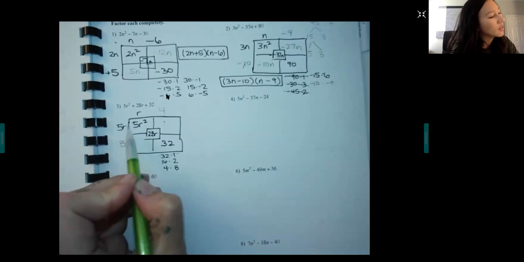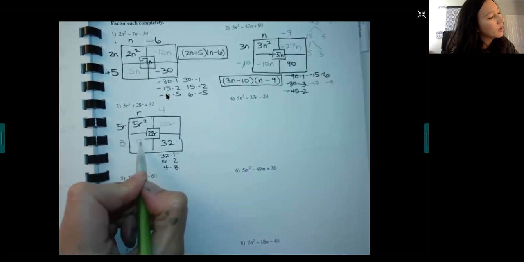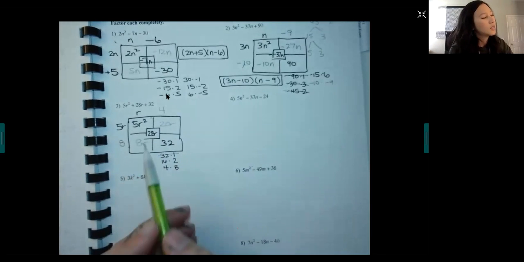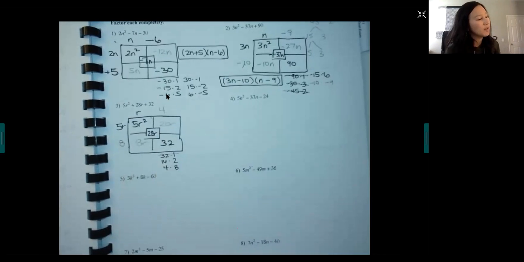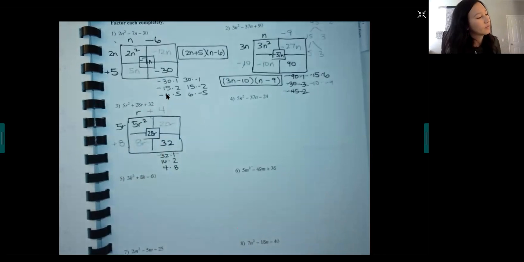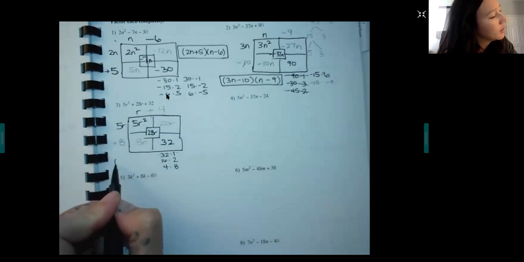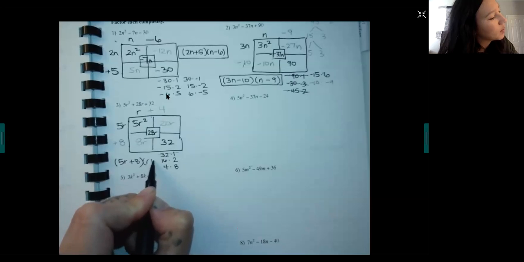So 5r times 4, I see that that gives me 20r, and then 8 times r gives me 8r. So that adds to give me the 28, and then the 8 times the 4 multiplies to give me that 32 I need. So my answer here is 5r plus 8 times r plus 4.